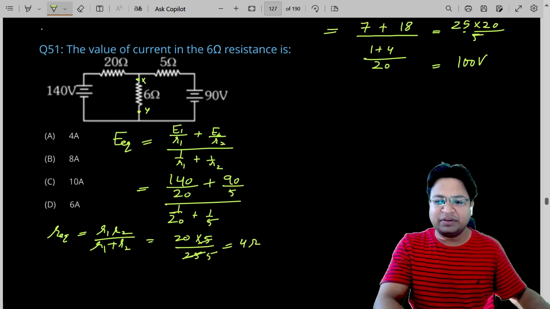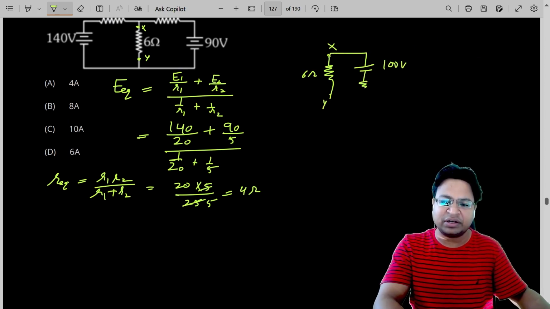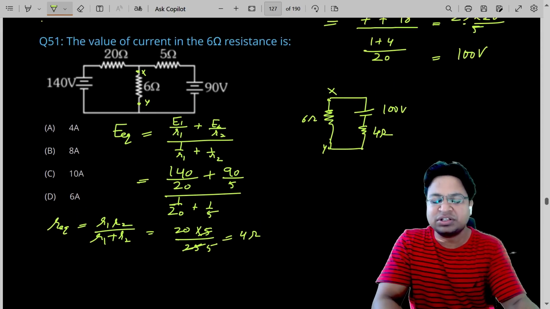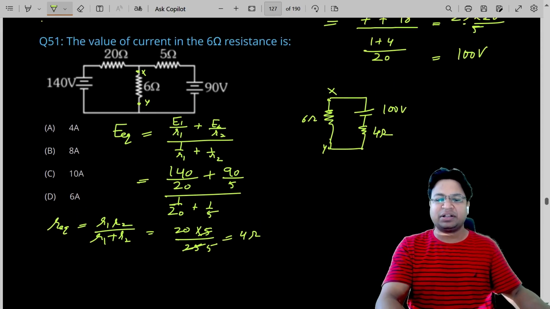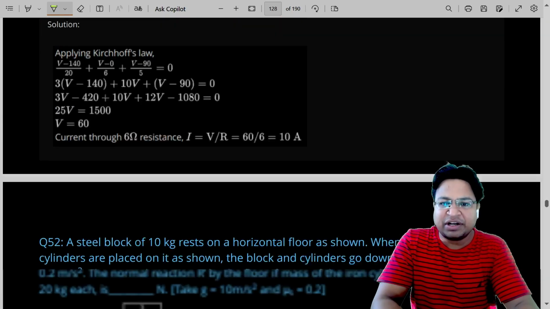Okay. So ultimately, we can now say that we have a 6 ohm resistor, and across the point XY, we have a battery of EMF 100 volt with an internal resistance of 4 ohm. Okay, so under these circumstances, the current flowing through the 6 ohm resistor would be 100 divided by 10, that is 10 ampere. So 10 ampere would be the final answer. So option C is the right answer to this question.